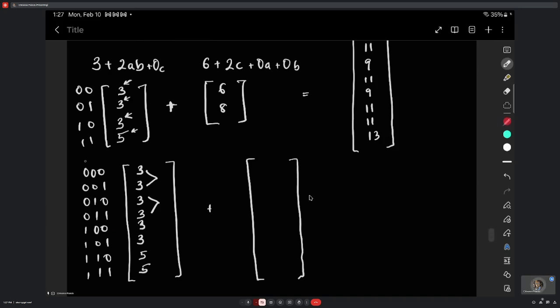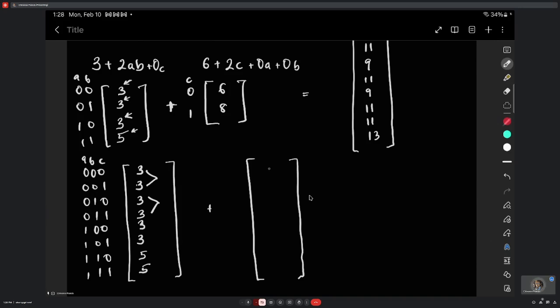You know, this is A, B, C. This is A, B. And this is C. So AB, anywhere AB is 0, 0, we are going to put in 3, which is this value. Anywhere AB is 0, 1, we are going to put in 3. Makes sense, right? Okay, how about this?